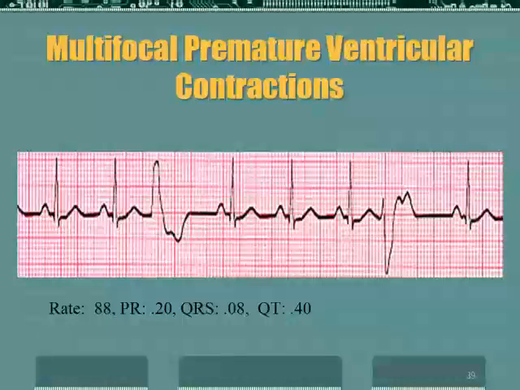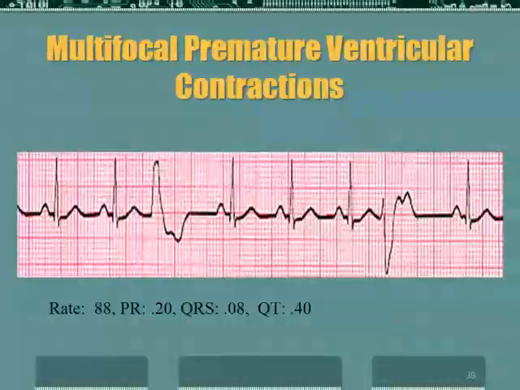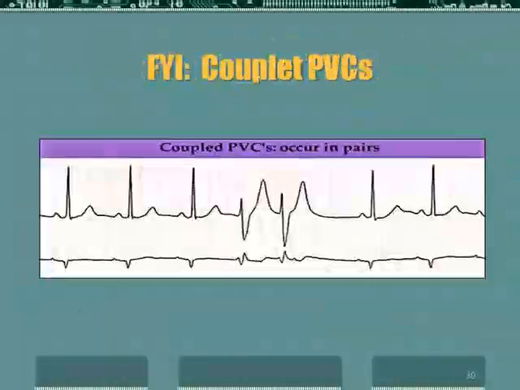This is an example of a multifocal PVC. As you can see, the 2 PVCs look different from each other, and the reason for that is because they're each coming from a different foci, or a different point within the ventricles. Here's an example of couplets. So you have 2 PVCs in a row.